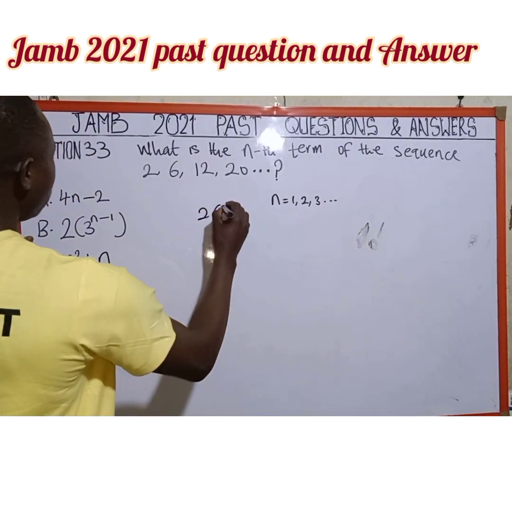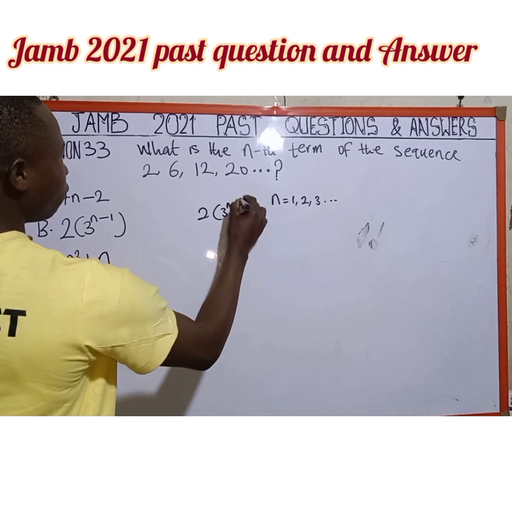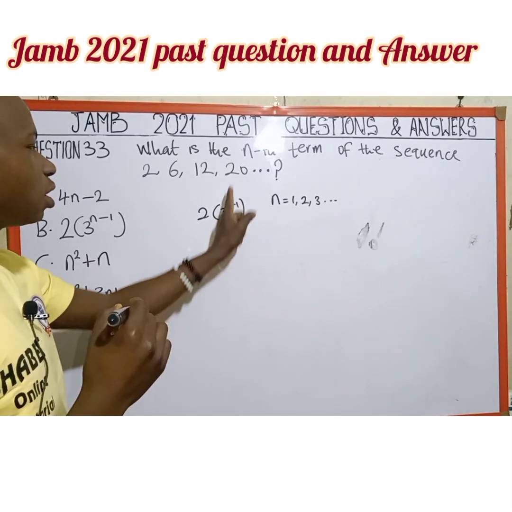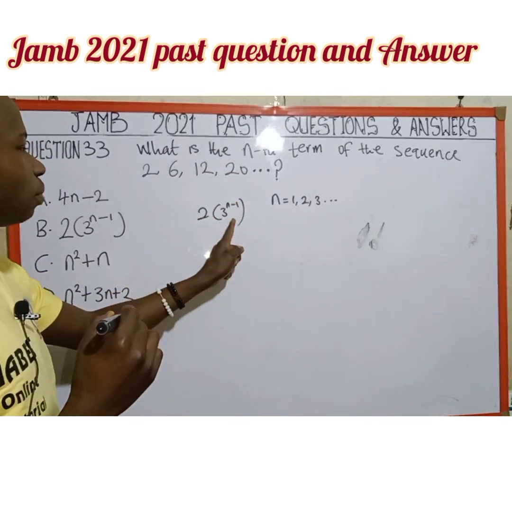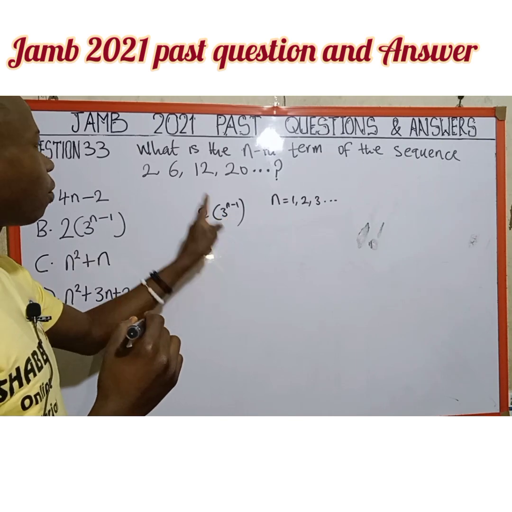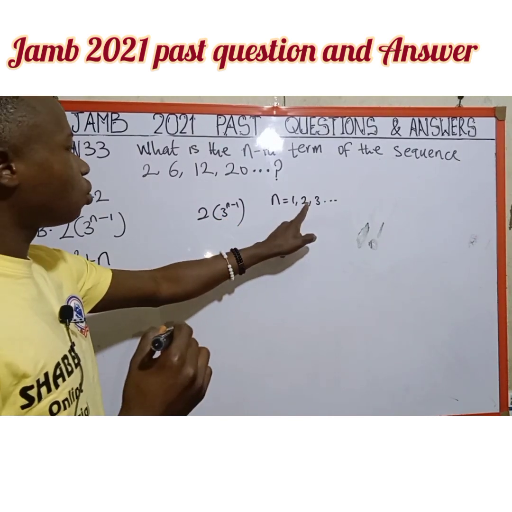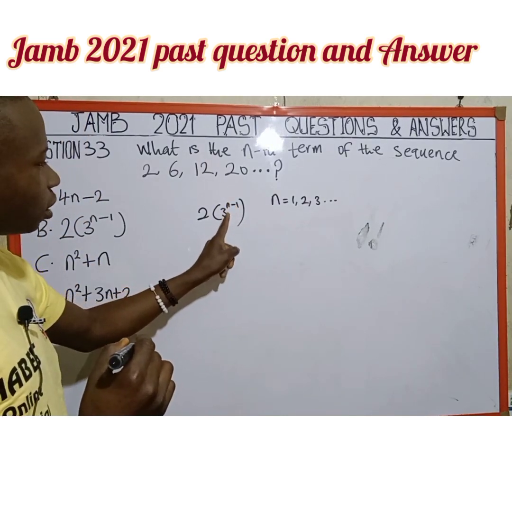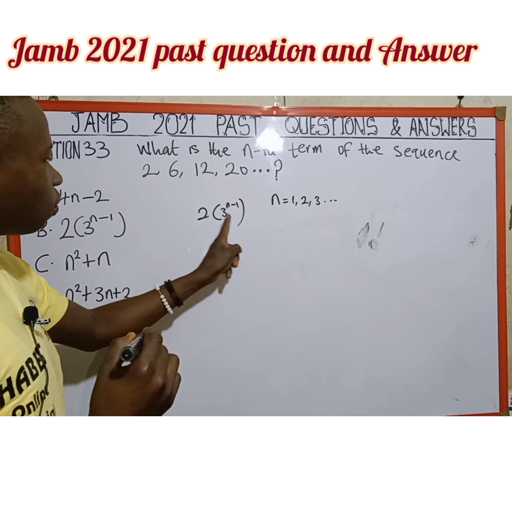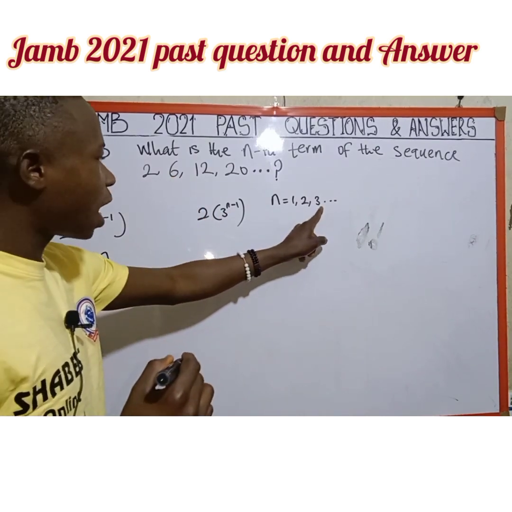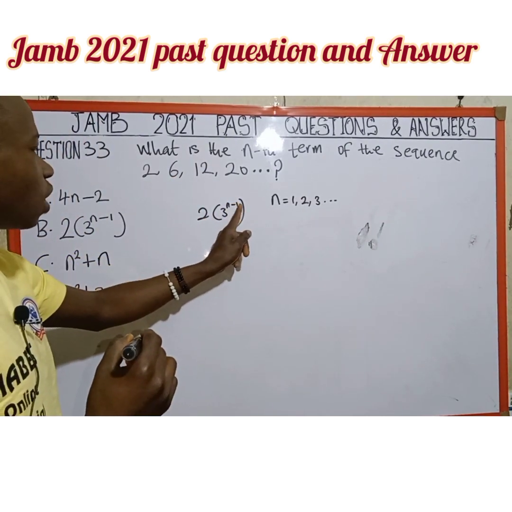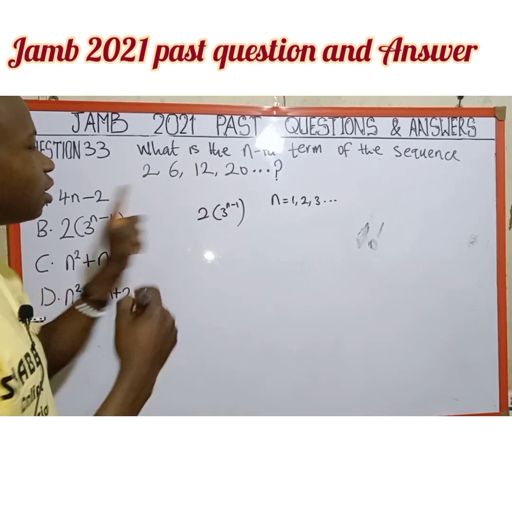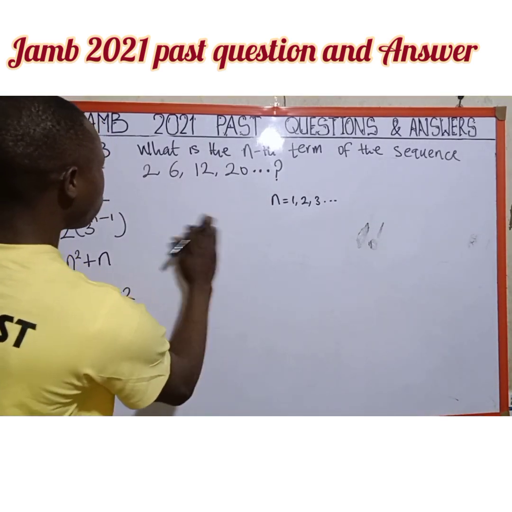So let's see option B, which says 2 multiplied by 3 to the power of n minus 1. Plug in 1 here. 1 minus 1 is 0. 3 to the power of 0 is 1. Then 2 multiplied by 1 is going to give me 2, which is correct. At n equal to 2, 2 minus 1 is 1. Then 3 to the power of 1 is 3. Then 2 multiplied by 3 is 6, also correct. At n equal to 3, 3 minus 1 is 2. 3 to the power of 2 is 9. Then 2 multiplied by 9 is 18. It failed at n equal to 3. So option B is not correct.